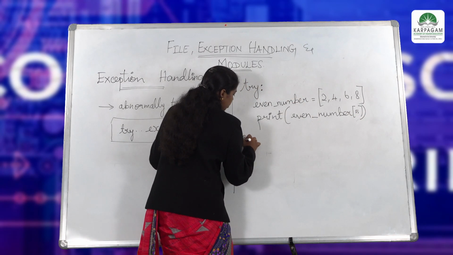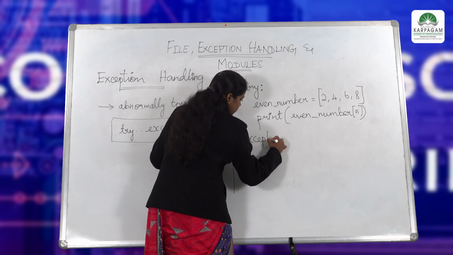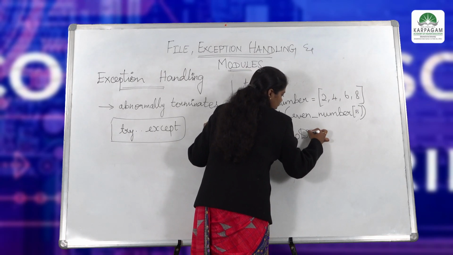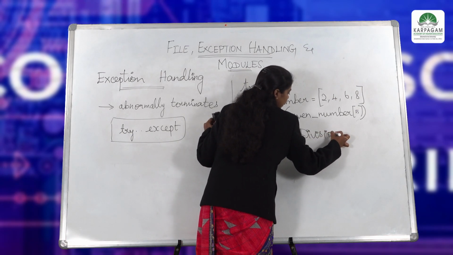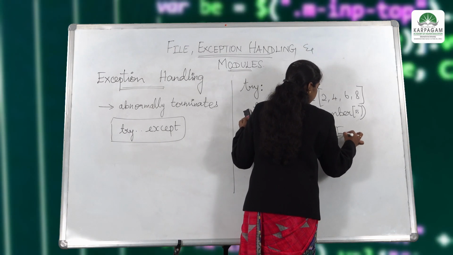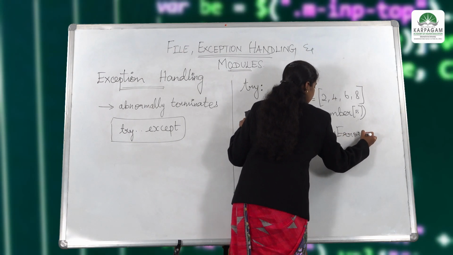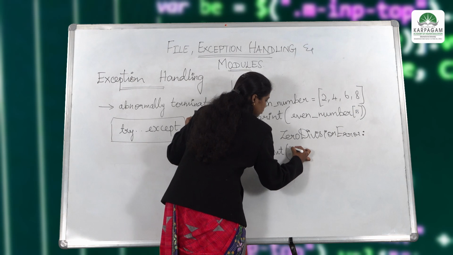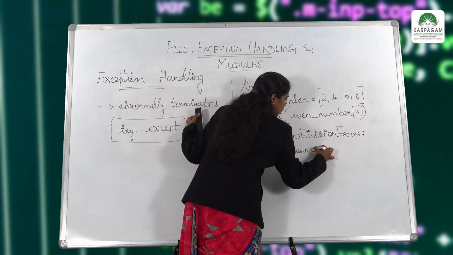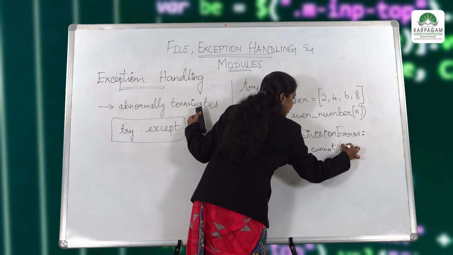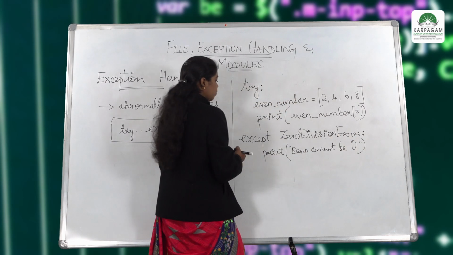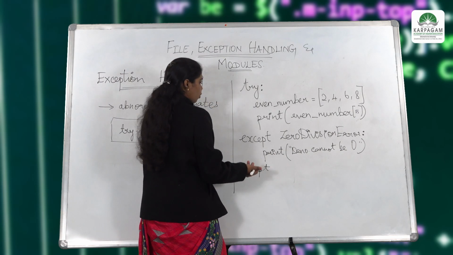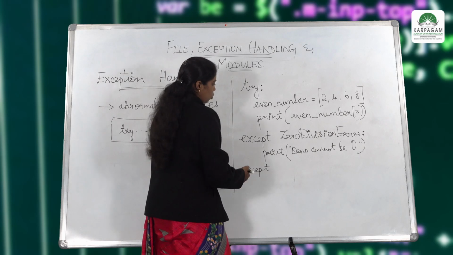And I am giving except ZeroDivisionError. This is a default exception, also called an inbuilt exception. Under that, I am printing "denominator cannot be 0". Also, one more except block I am creating. We can create n number of except blocks followed by the try block.